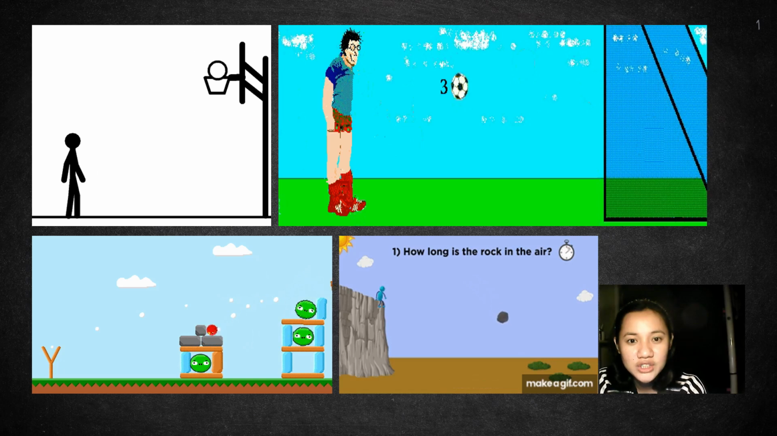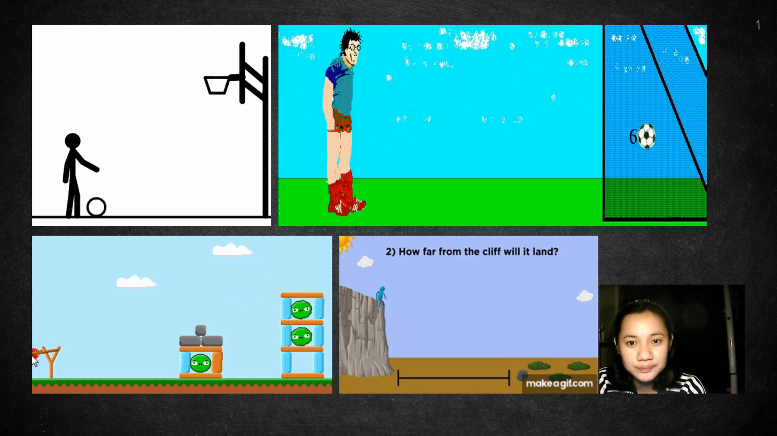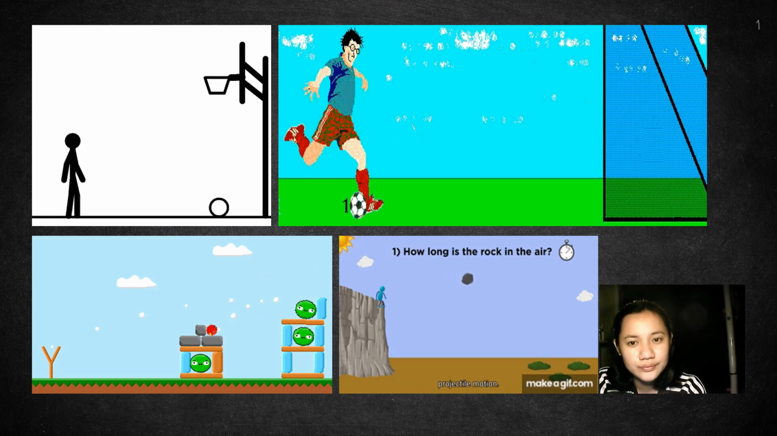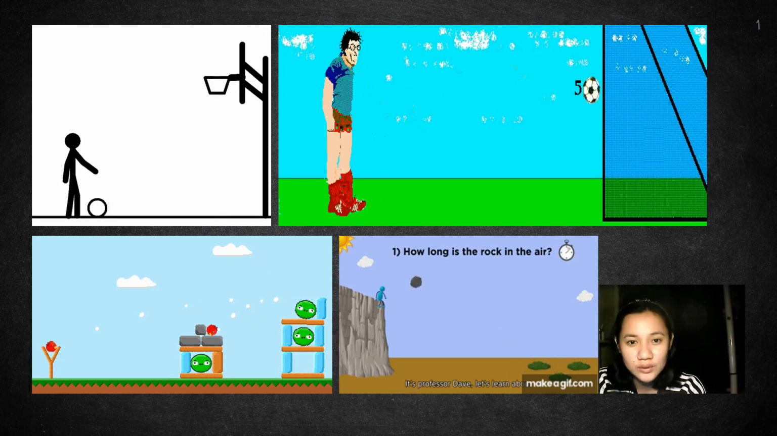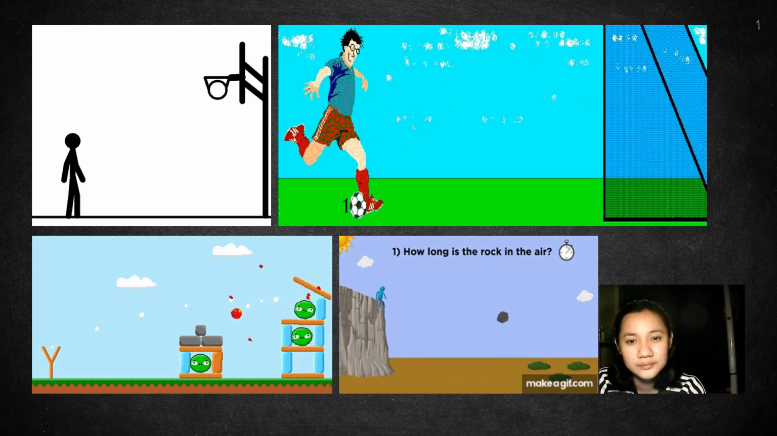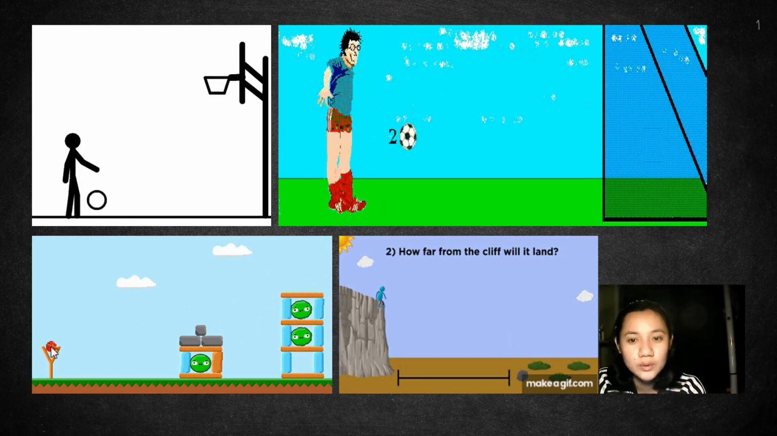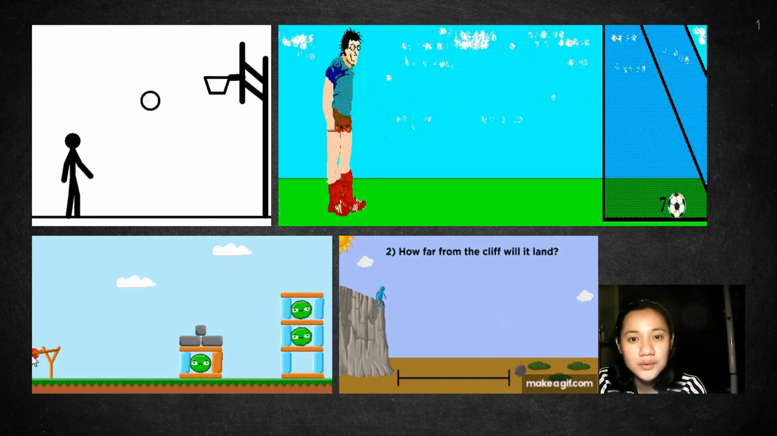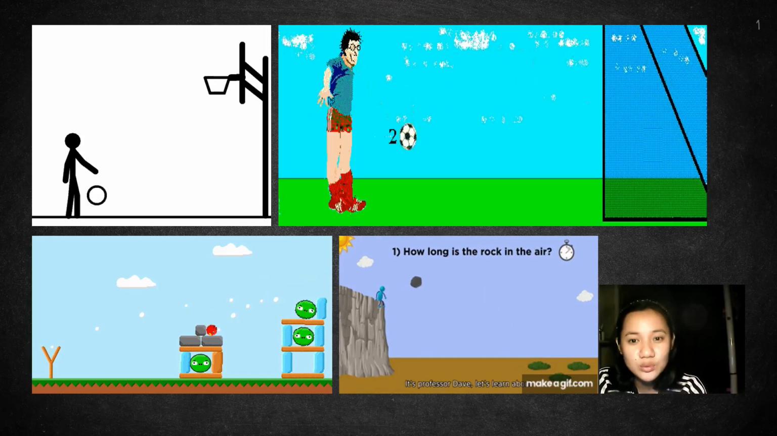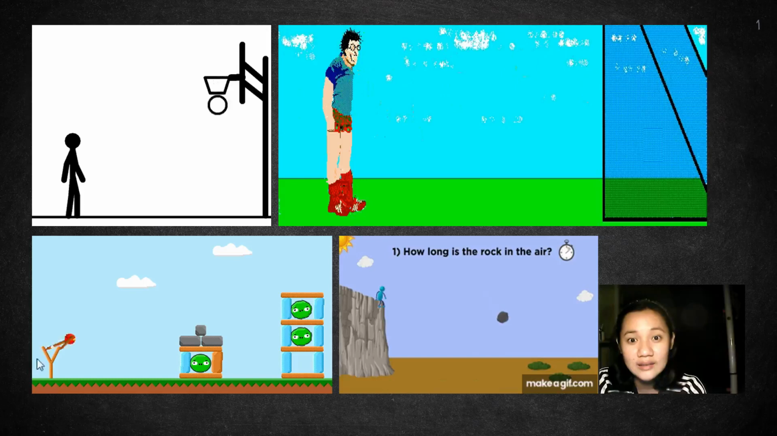I have here 4 GIFs for you to observe. So, are they a form of sports? Is the ball involved? How about the motion of the ball? Is there something unusual? Okay, yes. They all move in a certain curved path, right?